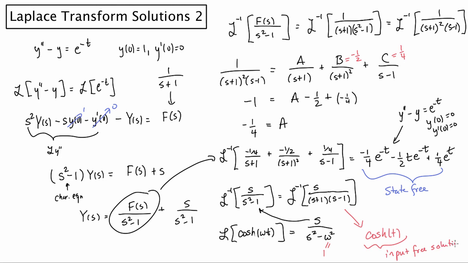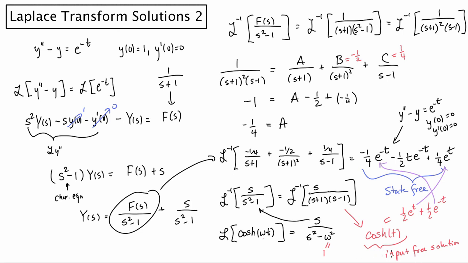And if you wanted to rewrite that in terms of exponentials, remember that that is 1/2 e to the t plus 1/2 e to the negative t. And what you can do for your final answer, if you would like, is combine them with the pieces above. Now you don't have to do that. I wanted to, in this example, specifically show you the input-free versus state-free parts of the problem.